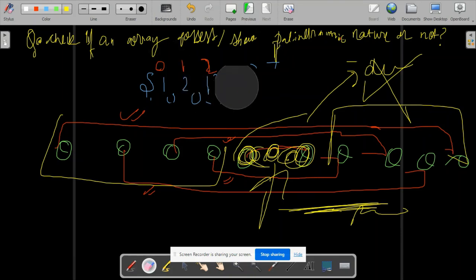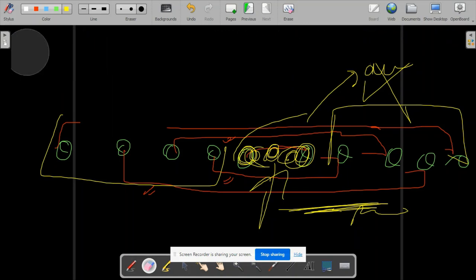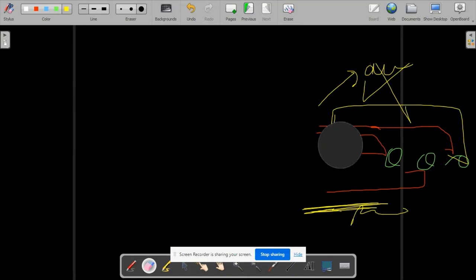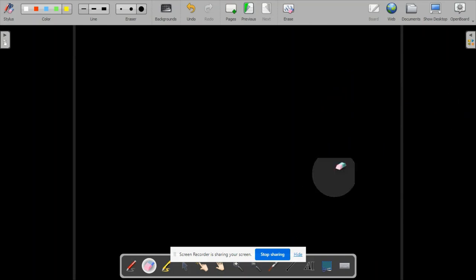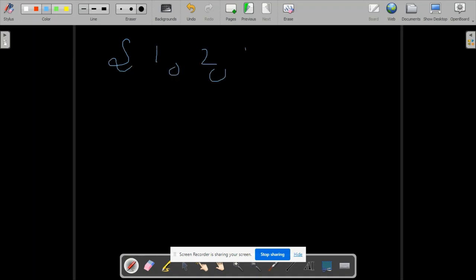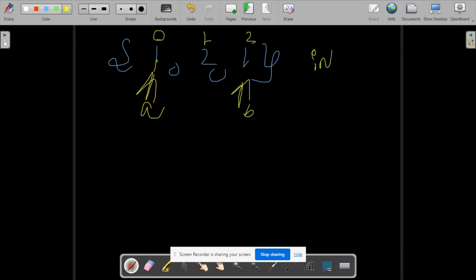Okay, so let us code it up. I have covered every concept about palindromic things, with elements and with strings and chars, everything. So let us check if this is a palindrome or not. Suppose it is 1, 2, 1. This is the 0th index, this is the first, this is the second. One pointer is kept here. So how to proceed with the code? Int a is put at 0, int b I am putting at the 2nd index.